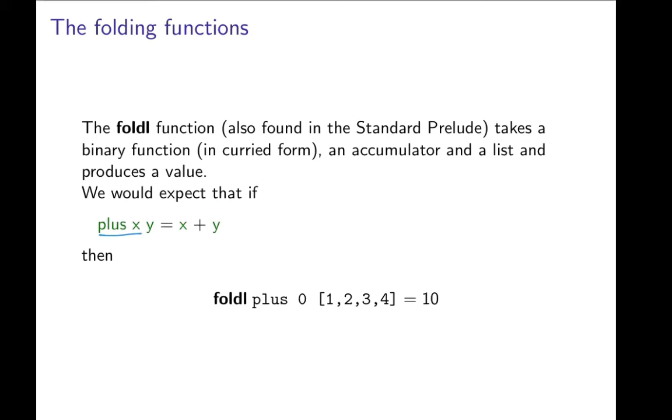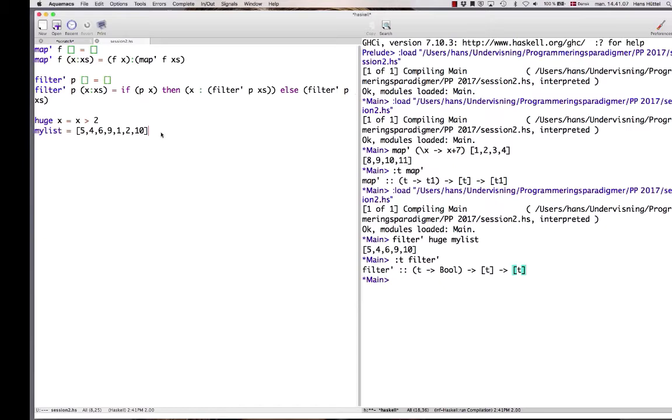So let's see how we can implement this in Haskell as foldl prime. Foldl prime is a function that takes a function f and an initial value a and some list, and then applies f successively to the elements of the list. If there are no elements in the list, we just return the initial value.